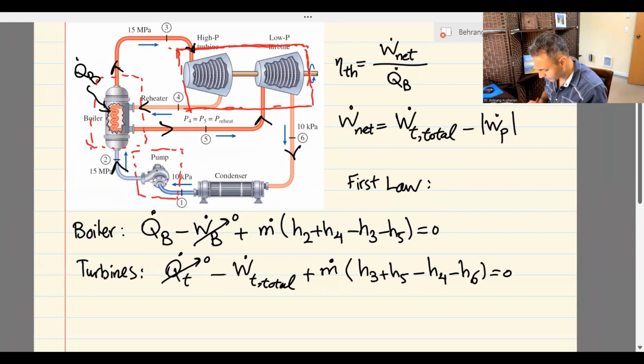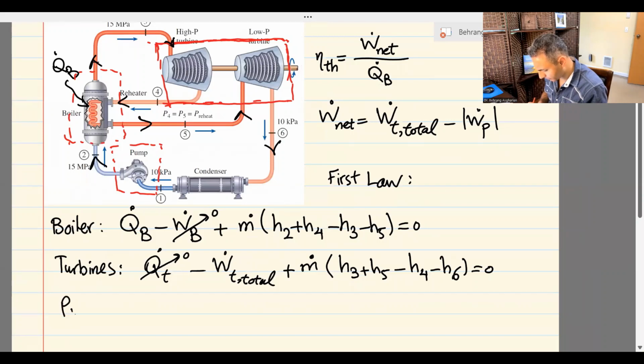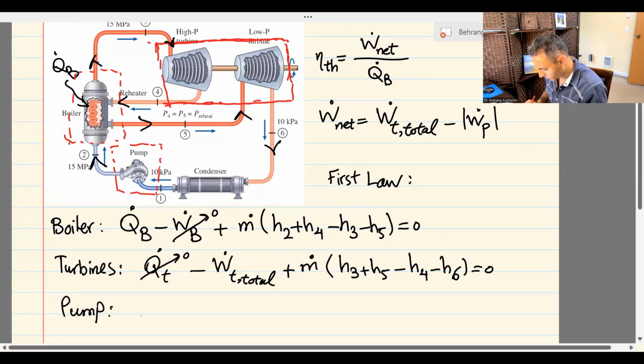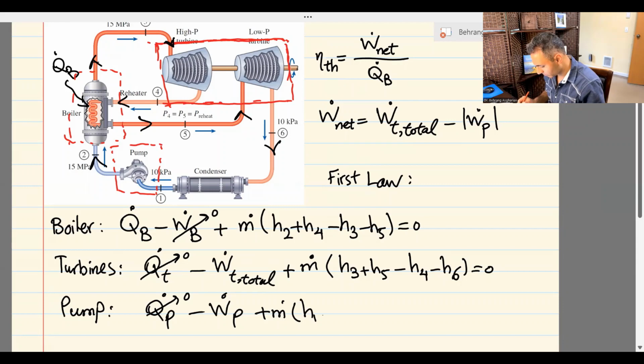And finally, the same case for the pump. Q dot of the pump would be 0, minus W dot of the pump. And for the pump, you have only 2 streams: 1 is going in and 2 is coming out. So that would be M dot times (H1 minus H2), equals 0.